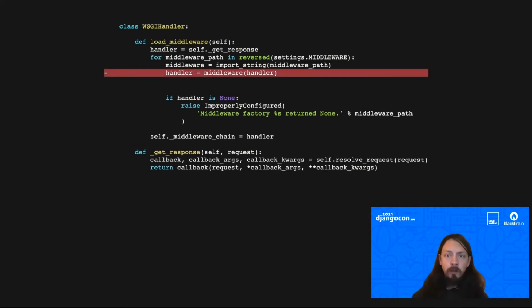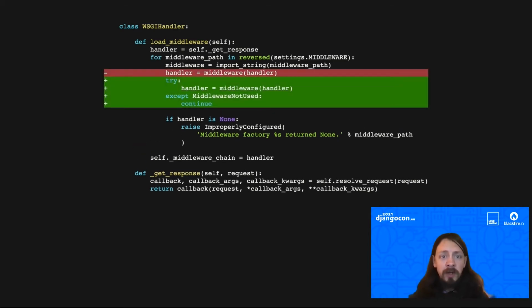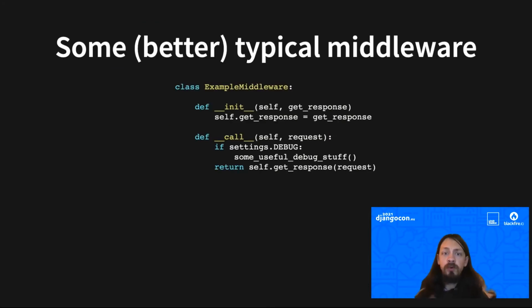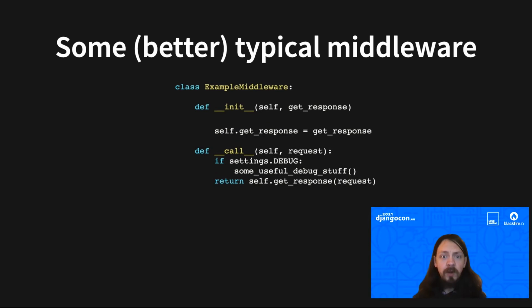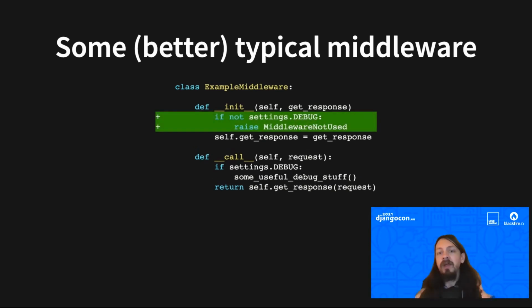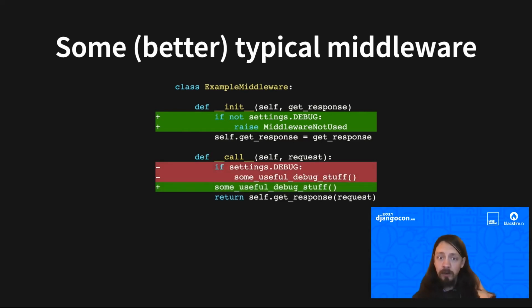When it loops through the middleware, when we're building our middleware chain, if a middleware not used exception is raised, we just continue and don't add it to the chain. That means we can improve this middleware like so by saying, well, if we don't want to use the middleware in the particular environment we're in, raise the exception and it won't get added to the middleware chain. This also means we can simplify the call method, so we're not having to do that check.